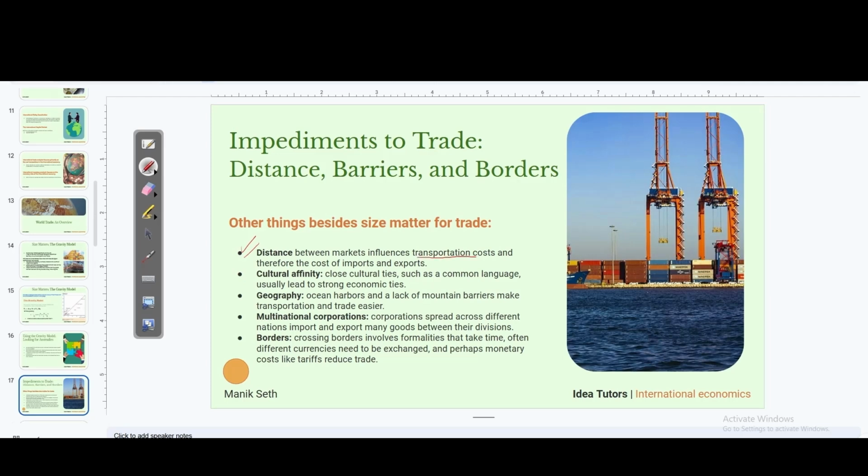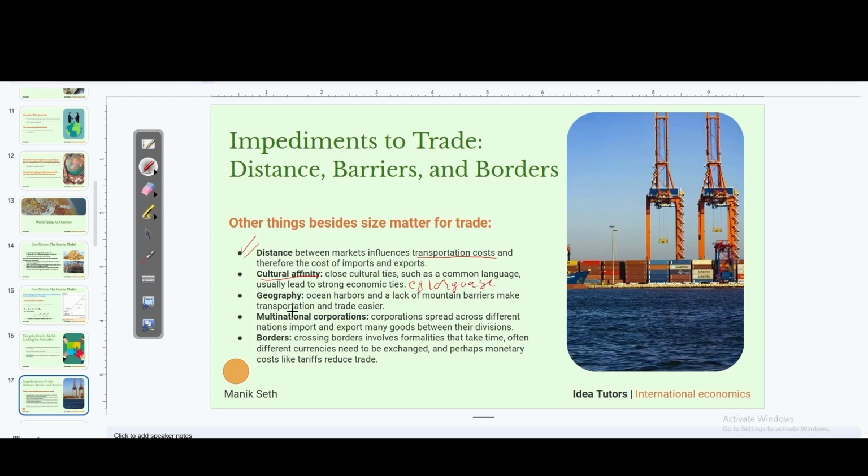Then we have cultural affinity. The economies that have closer cultural ties trade more. Cultural similarities play a major role in fostering trade relationships. For example, a common language makes communication and business negotiation smoother. Shared cultural practices or historical ties can lead to trust and familiarity, encouraging stronger economic interactions.